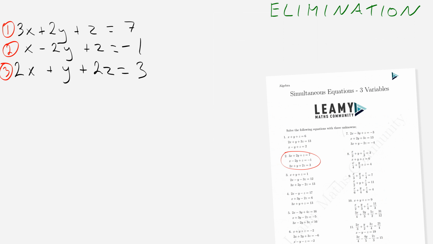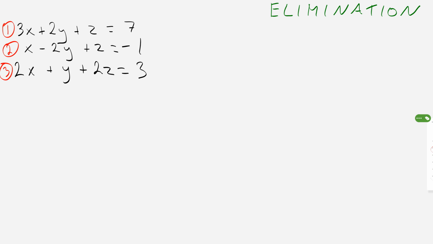So what we're going to do is take two equations to begin with, any two, and eliminate a letter. The easiest thing to do right now would be to take equations 1 and 2 and get rid of the y's, to eliminate the y's, because you have a plus 2y and a minus 2y. So if I add equations 1 and 2, I'm going to cancel my y's. So that's what I do first.